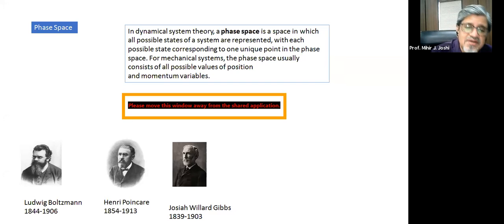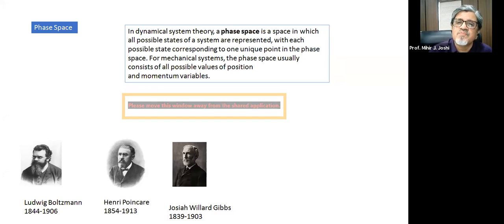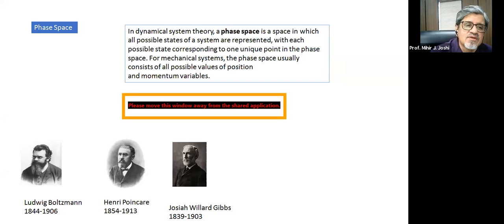Now, these three scientists contributed in developing this phase space. In dynamical system or dynamical theory, the phase space is a space in which all possible states of a system are represented, with each possible state corresponding to one unique point in the phase space. So a dynamical system has a momentum and a coordinate, and that particular dynamical system is represented by a unique point in a phase space.